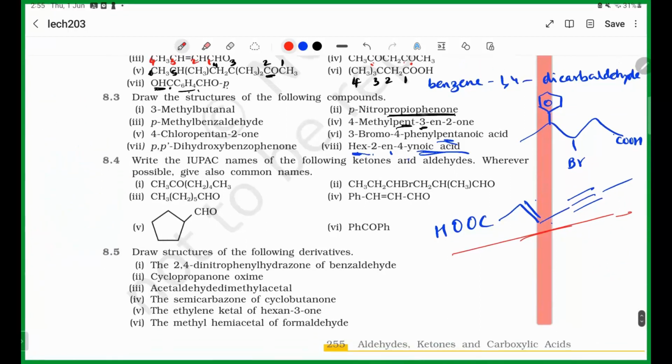So next, write the IUPAC names for the following ketones and aldehydes. Wherever possible, give common names too. So first, the IUPAC name. I think it's easy to see. You have 1, 2, 3, 4, 5, 6, 7, 7 carbon atoms and then the C=O at the second position. So it is heptan-2-one.